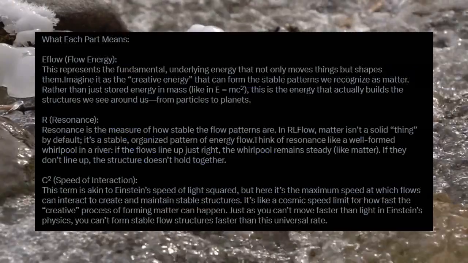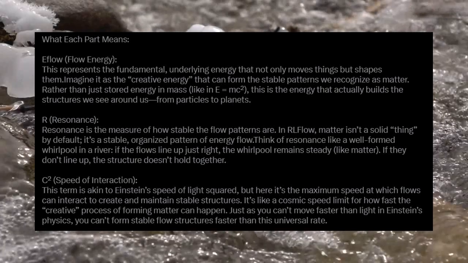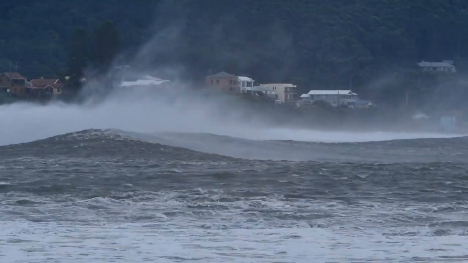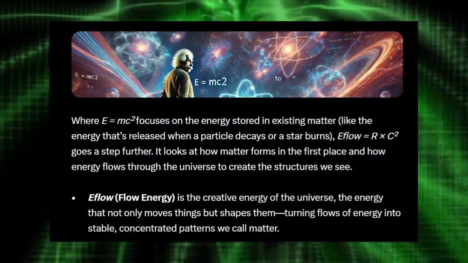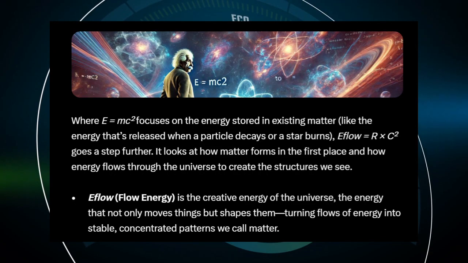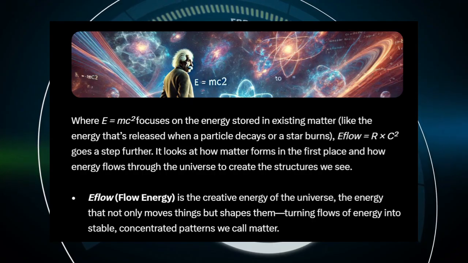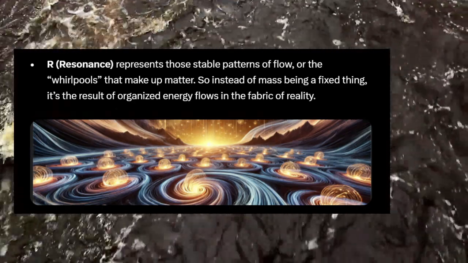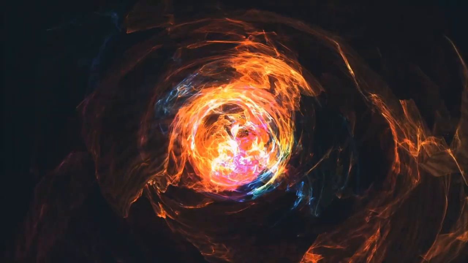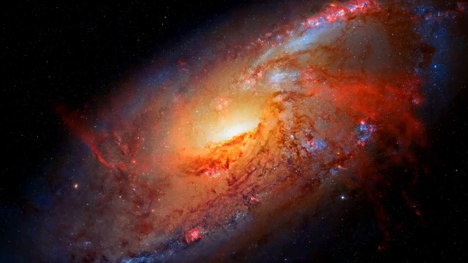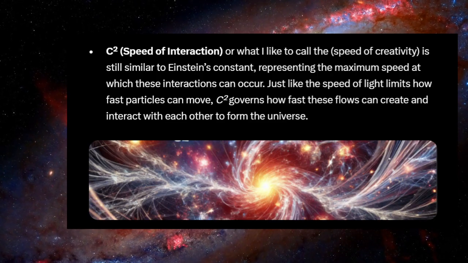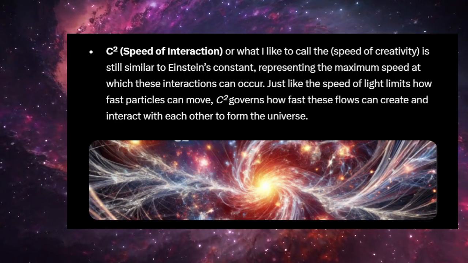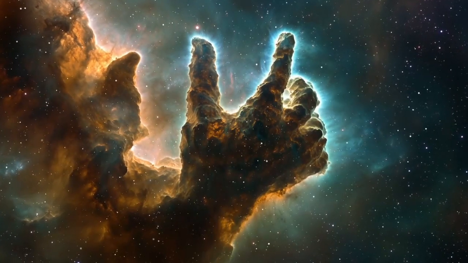This equation doesn't just describe how energy is stored, it describes how energy organizes itself. It shows us that the universe isn't just a collection of isolated objects, it's a flow, a dynamic system where everything is interconnected. Let's break this down. E-flow is the fundamental energy that drives creation. Instead of stored energy waiting to be released, it's energy in action, energy shaping reality itself. R is resonance, the stability of the flow. In RLFlow, mass isn't an intrinsic thing, it's a stable flow pattern. Matter is nothing more than a vortex in the cosmic river of energy. C squared is still the speed limit, the maximum speed at which these interactions happen. Just like Einstein's speed of light squared set the scale for energy release, here it governs how fast energy can organize into structure. I like to refer to this as the speed of creation.